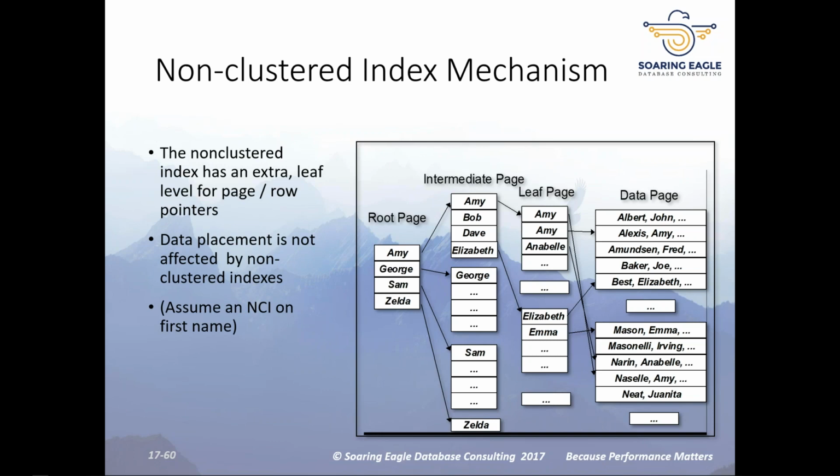Note that I don't have Amy's address and phone number yet. I still have to go to the data page to get that. So for each Amy, I read the data page that Amy resides on, the row for Amy's data resides on, and I bring it in. So for 2 Amy's, to bring back the telephone numbers, I've got 1, 2, 3 index levels plus 2 data pages to read for 5 total I/O requests.